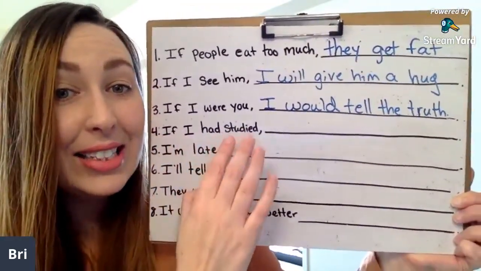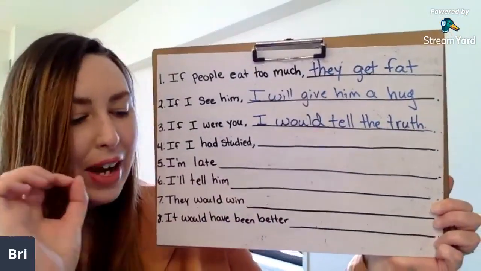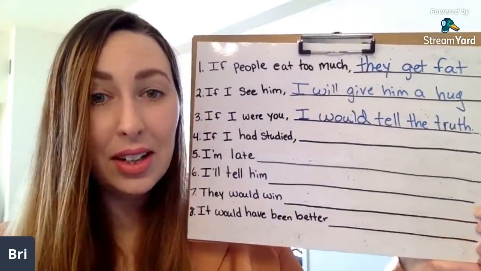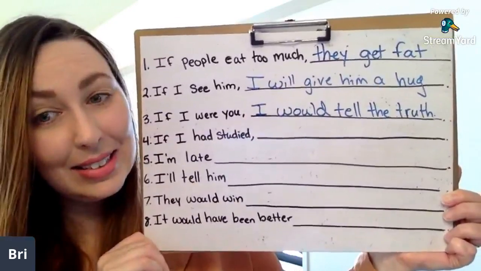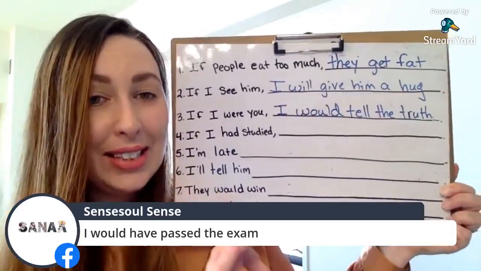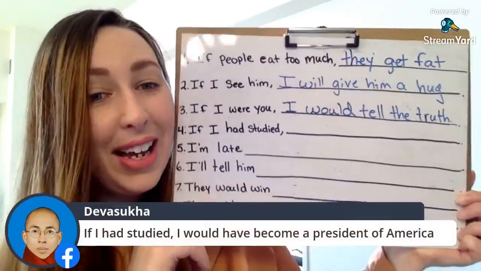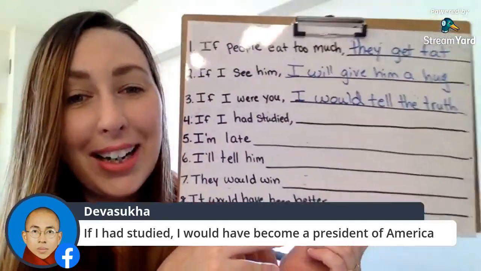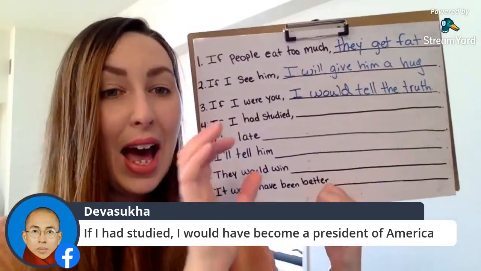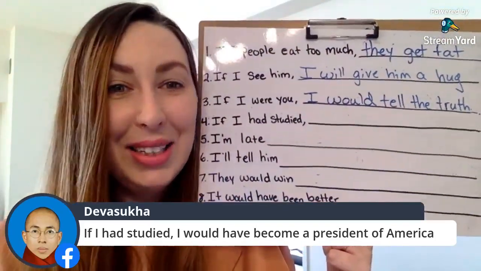If I had studied, can you see that? If I had studied, let's use the third conditional here. If I had studied, I would have passed the exam. Very good. If I had studied, I would have passed the exam. Oh, if I had studied, I would have become a president of America. So if you're talking about the president, the only one of America, you could say, I would have become the president of America. Yes, but maybe you don't need to study to become president.